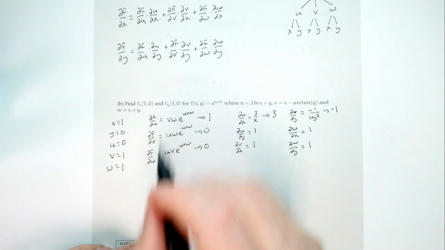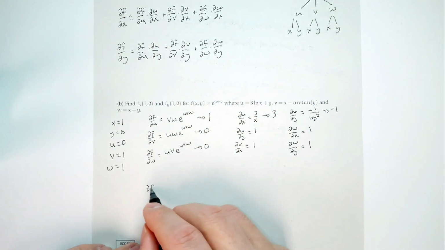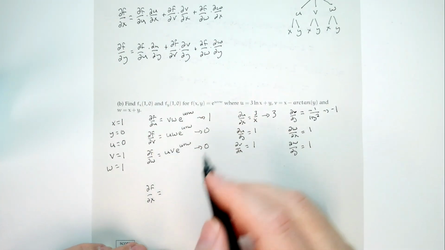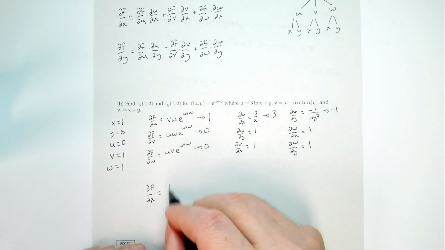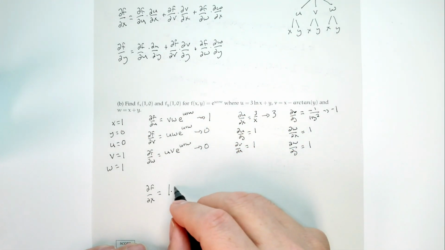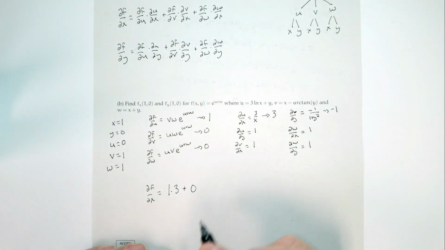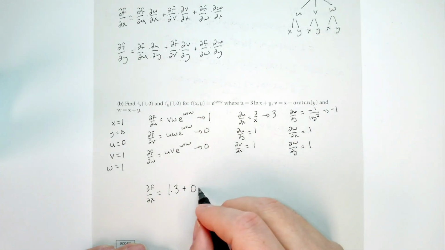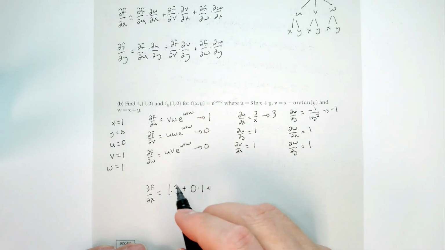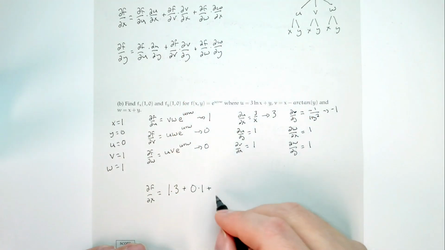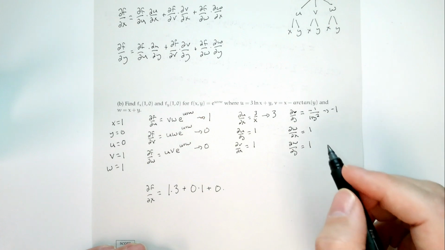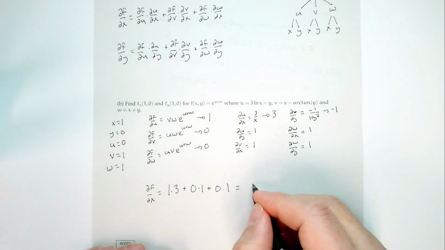So we just follow the rules. So partial f partial x would be partial f partial u is 1, partial u partial x is 3, plus partial f partial v is 0, partial v partial x, 1, and partial f partial w is 0, partial w partial x is 1, which makes that 3.